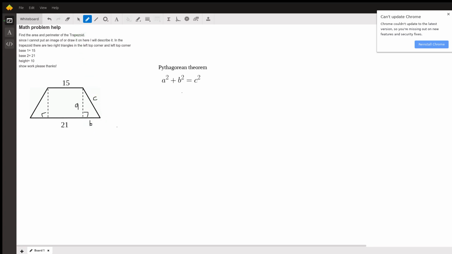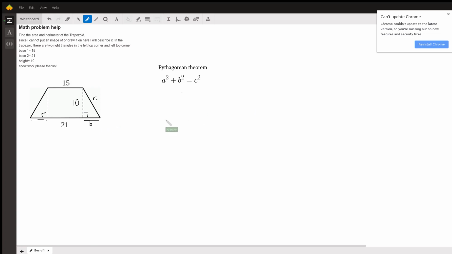So luckily, a is pretty much provided. The height of the trapezoid is 10, and this leg here is the height of the trapezoid. So we know what a is. It is going to be 10. So let me write that in here. Okay. But how are we going to find this length right here? Right here. B. Okay. And B is on this side as well. Okay. It's a little trickier.